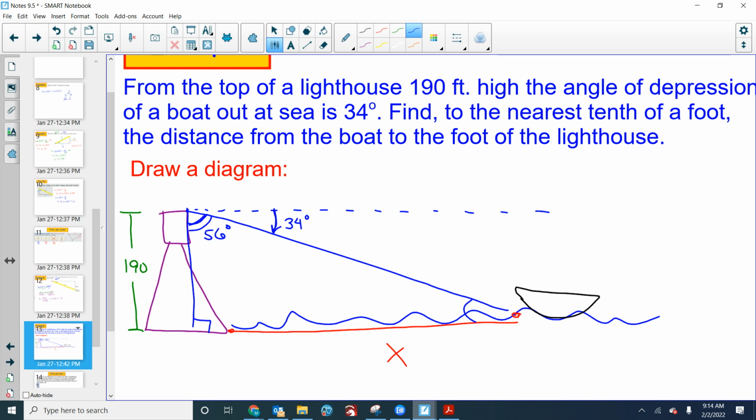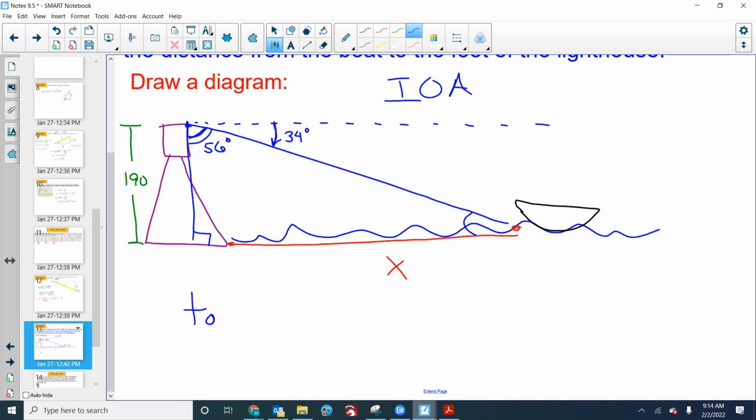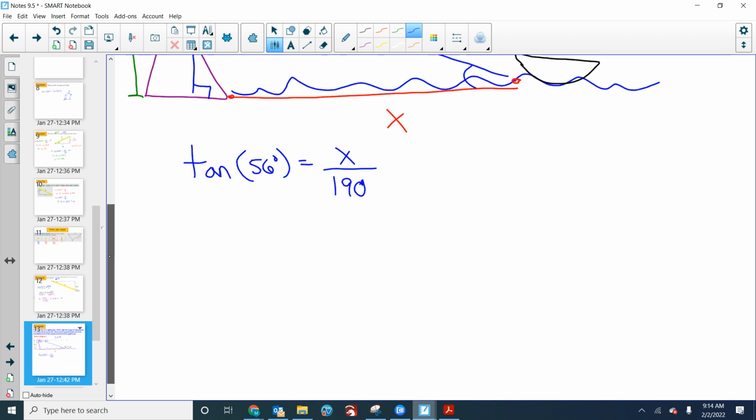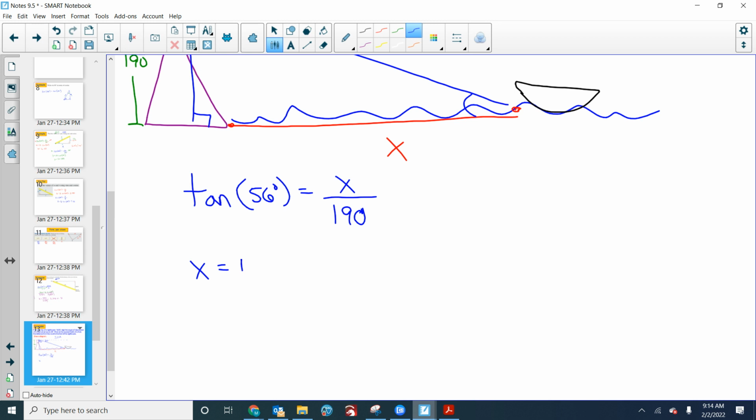All right, last problem for today. So I'm at the 56-degree angle. I need to use what two sides? This one is the opposite and the adjacent. Do you see it? Opposite and adjacent. O and A tell me to use tangent. So the tangent of my angle, 56 degrees, equals the opposite side, which is X, over the adjacent side, which is 190. Because X is in the numerator, I just have to multiply both sides by 190 and type it in.